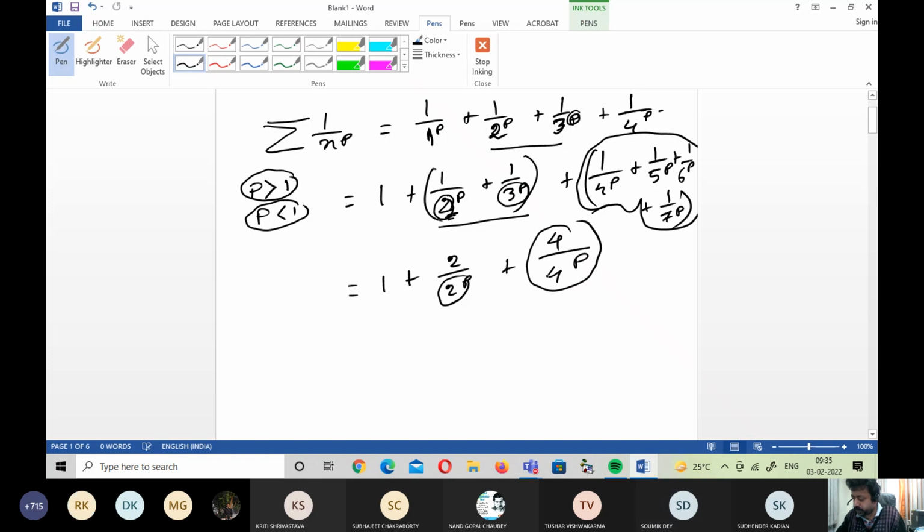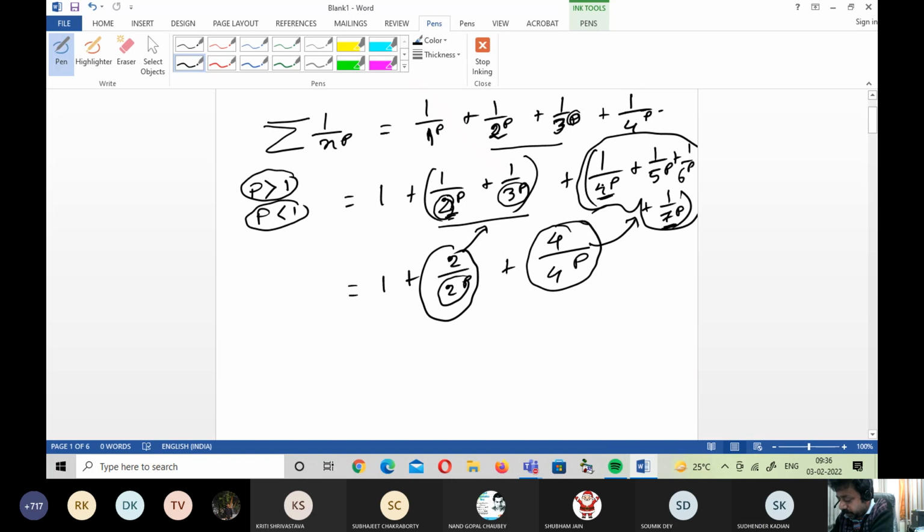4 by 4 to the power p. If p is greater than 1, then 4 to the power p is less than 7 to the power p. Sir, here must be 7 to the power p. Yes, 7 to the power p and 3 to the power p, sir, how are you writing that? I am comparing. This cannot be written. You can only compare these two.